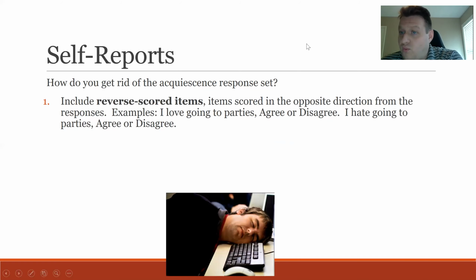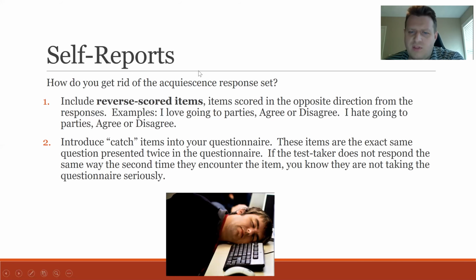So including reverse scored items is always a good idea. Another thing that we can do is to include some catch questions within our test or questionnaire.